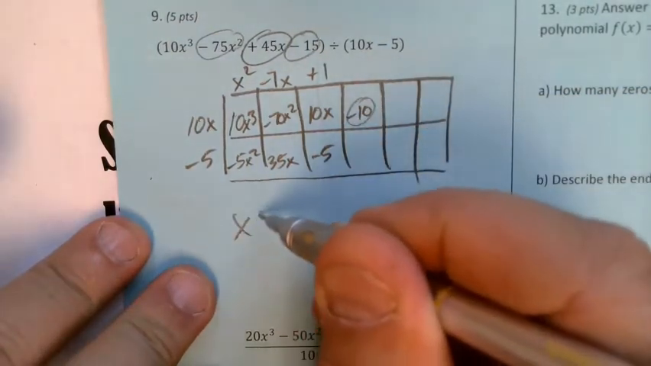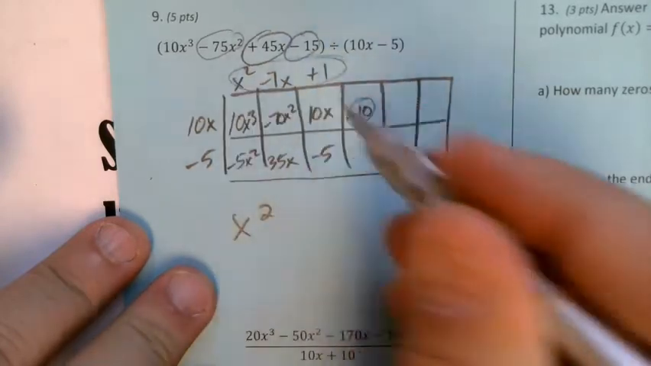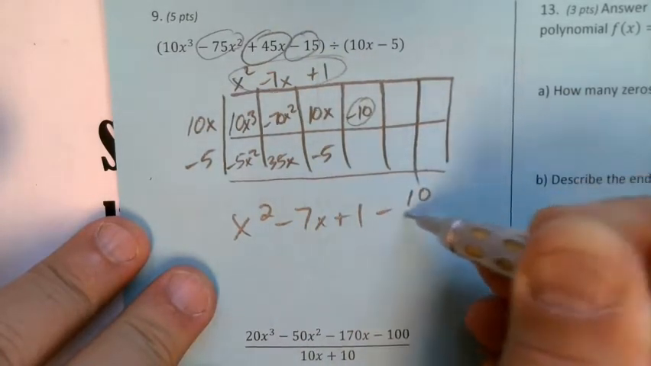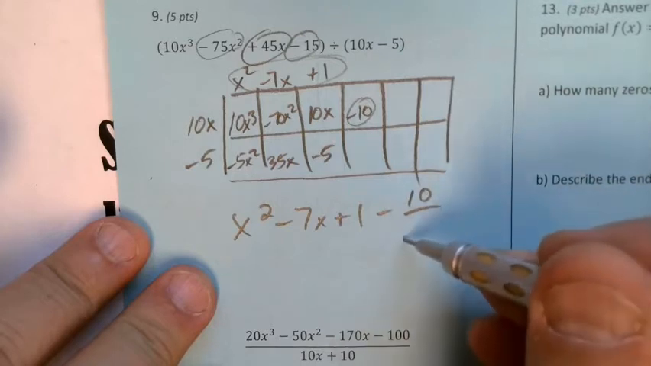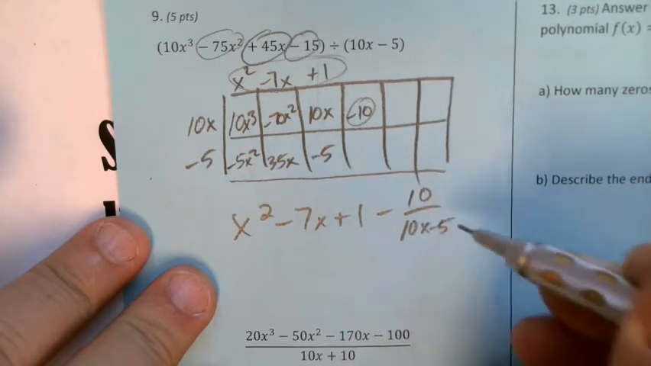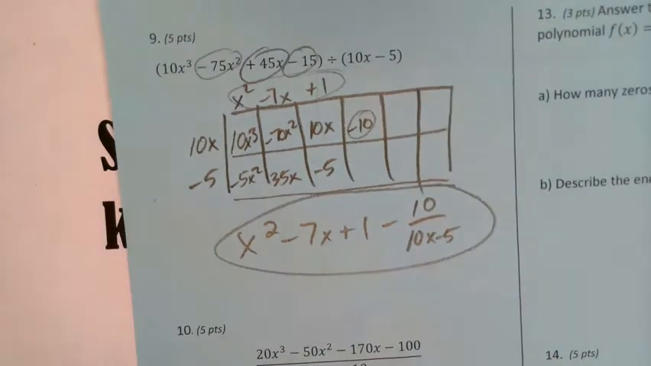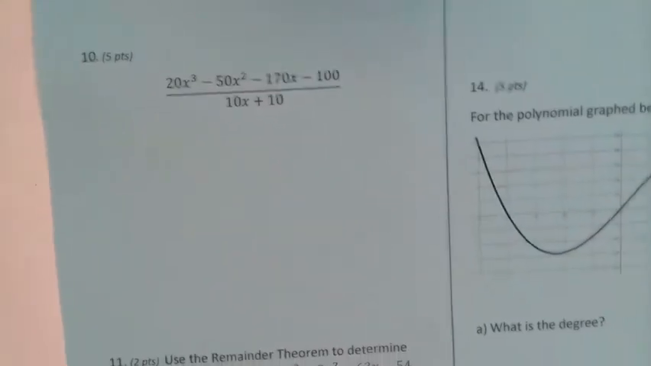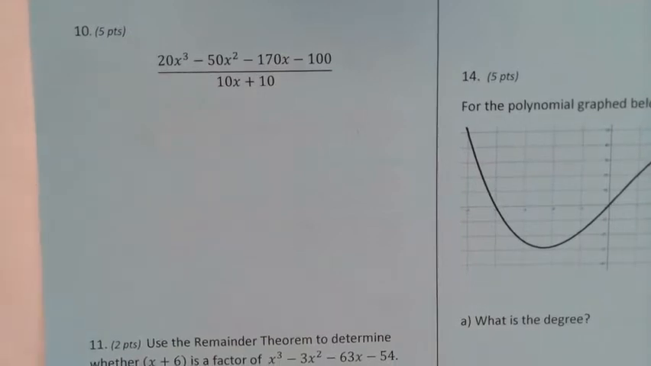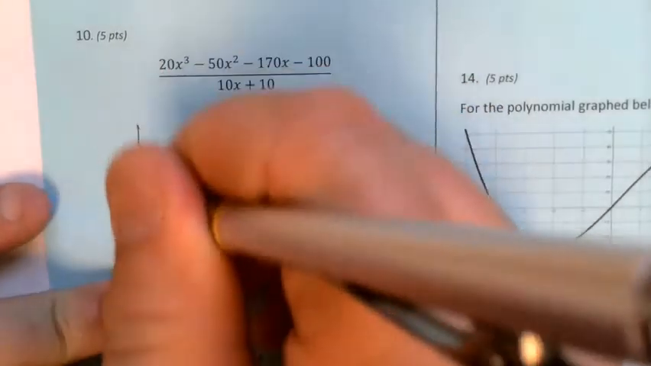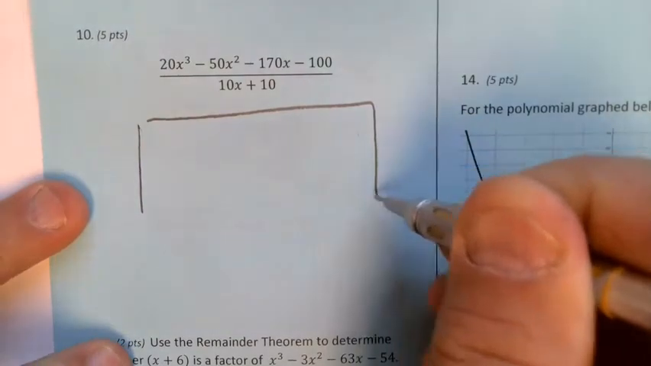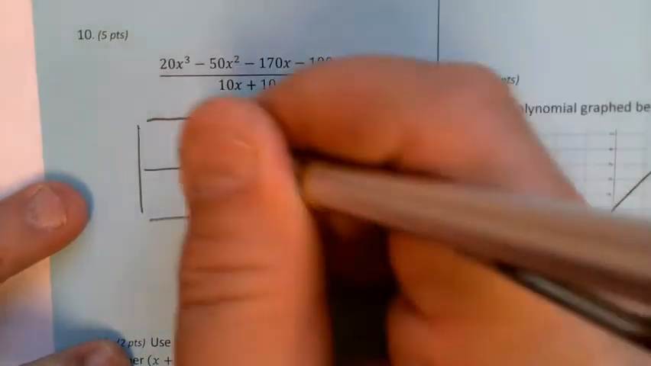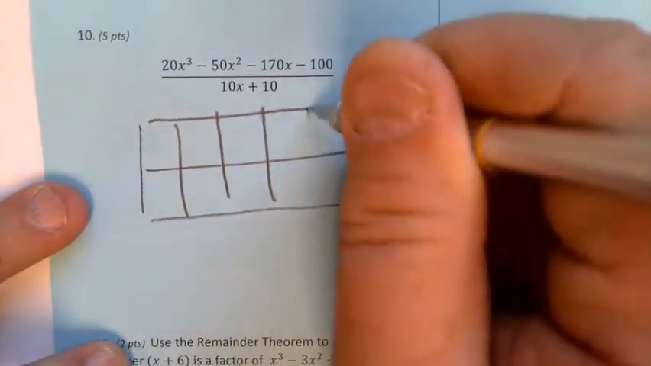So my answer is x squared, right up here, minus 7x plus 1, minus, there's my remainder, minus 10 over the 10x minus 5. And that is it. Okay, cool. Okay, this one. Make my table again. Tables, tables, tables.